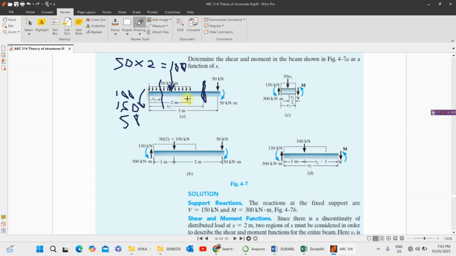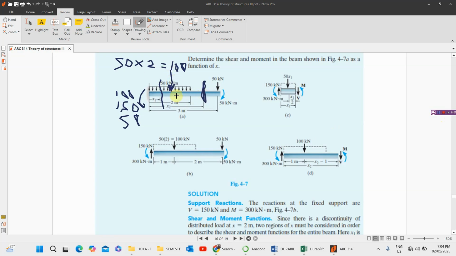Now let's consider S2. If we make a cut here at S2, to calculate the shear force, the shear force is still the same. The moment is what might differ. This time around, the moment is 100 times this distance. Now, what is this distance? 1 plus 1, that's 2.